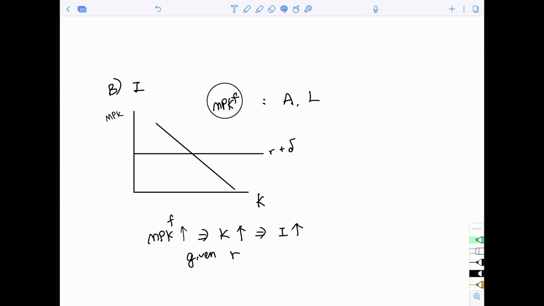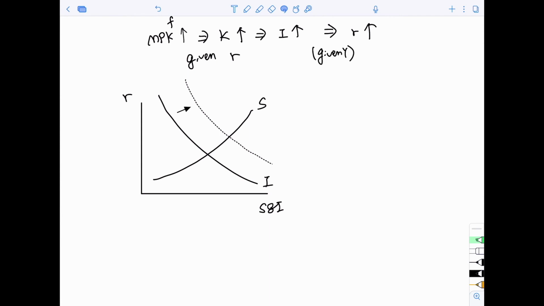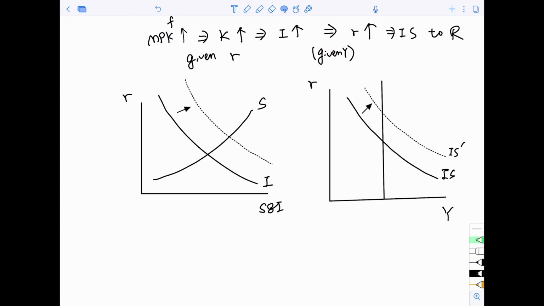Because of that, we need more investment so that we can have more capital stock. Under the saving and investment diagram, the investment curve needs to shift to the right. Because of that, we have a higher R in equilibrium. Then, given the same level of Y, under the IS curve, when Y is the same but R is higher, it implies that the IS curve needs to shift to the right.